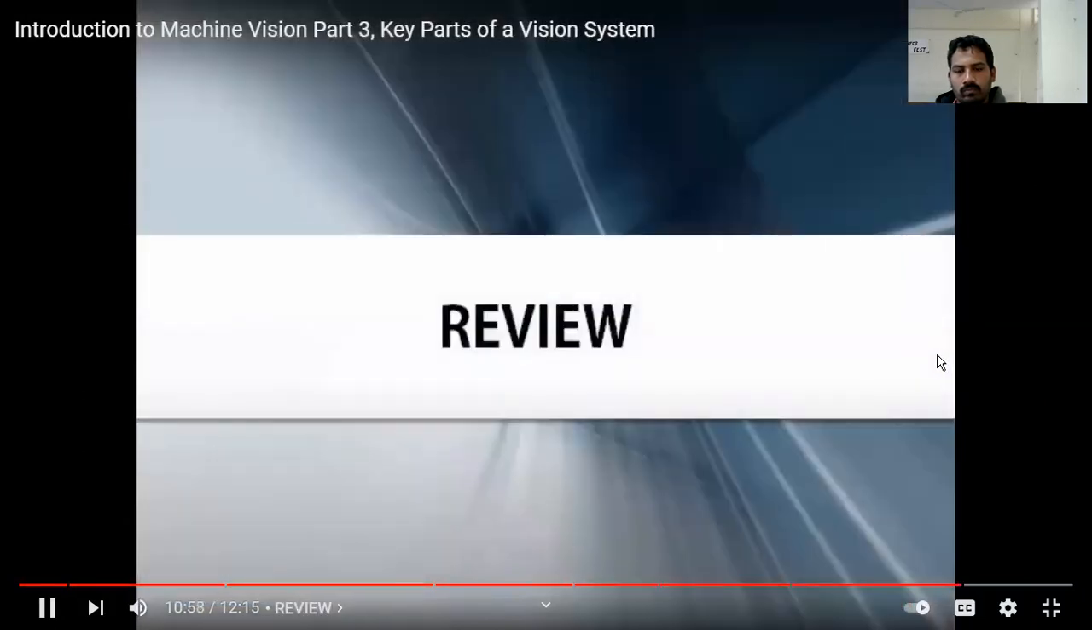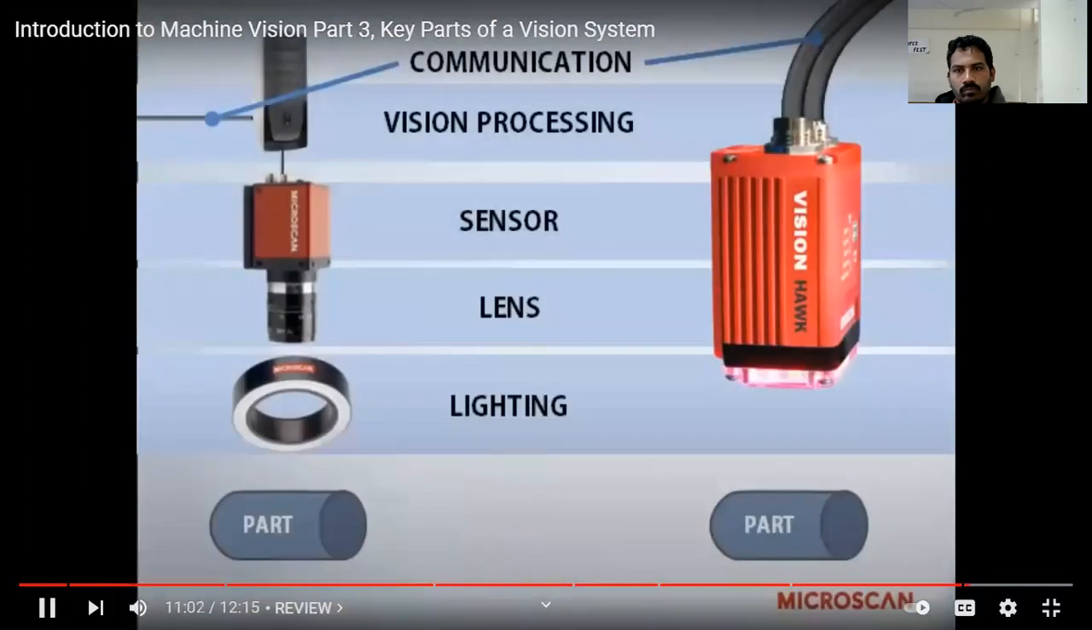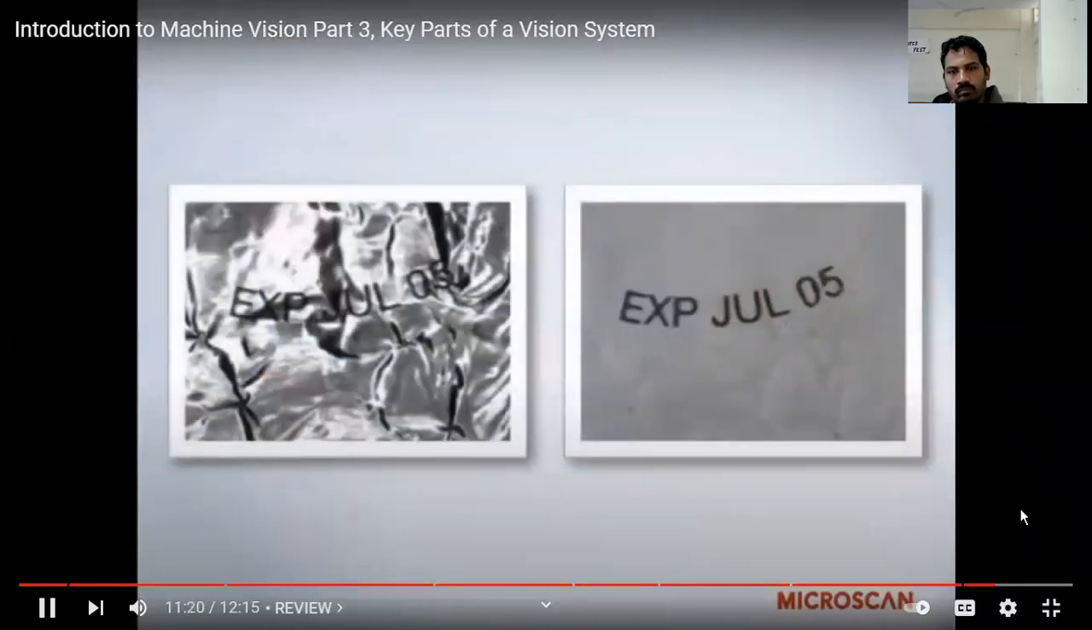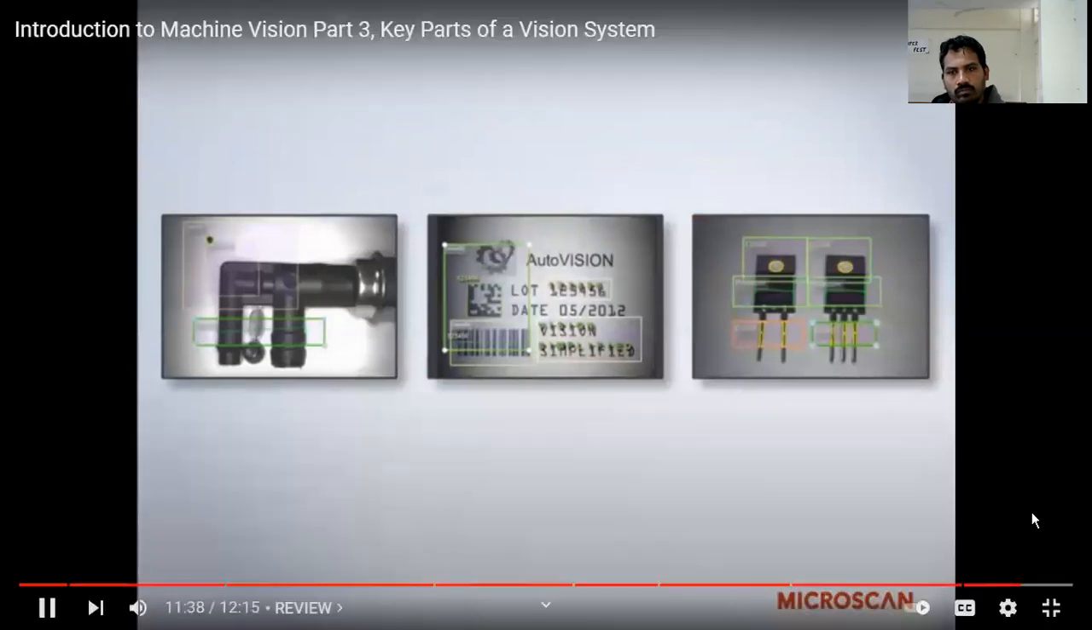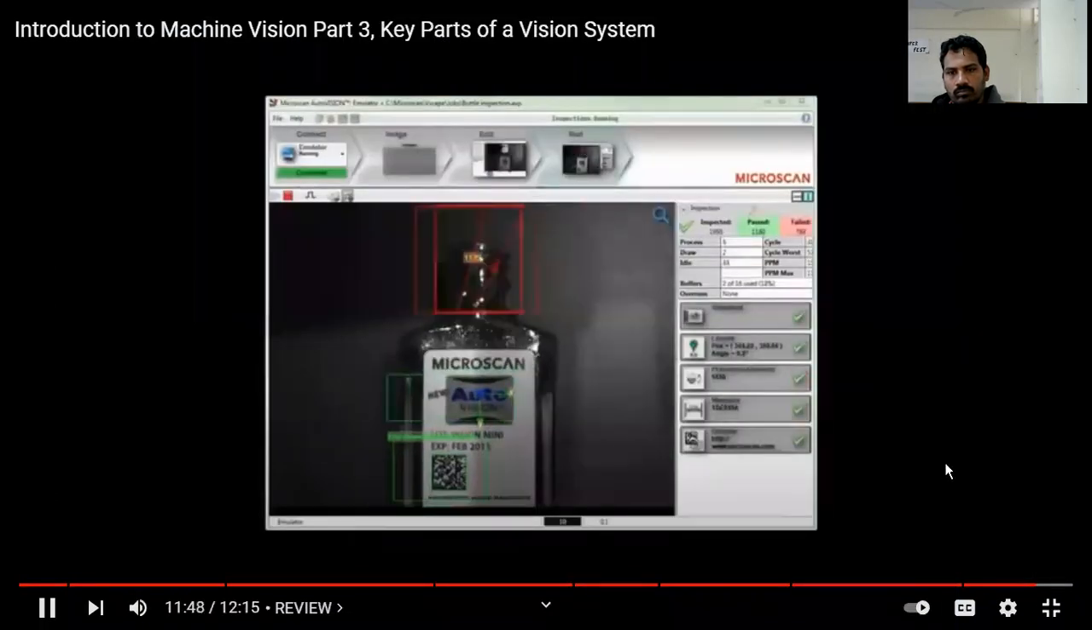So let's review. Machine vision systems may be integrated, such as a smart camera, or they may contain multiple components, such as a gigabit Ethernet camera solution. The five key components are the lighting, lens, sensor, vision processing, and communication. Lighting is critical to the success of a machine vision application and should make the features you're going to inspect stand out. The lens captures the image and delivers it to the sensor in the form of light. The sensor converts the light into a digital image. The processor uses software algorithms to extract useful data from the image and determine the results of the inspection. These results are then communicated in a useful manner.